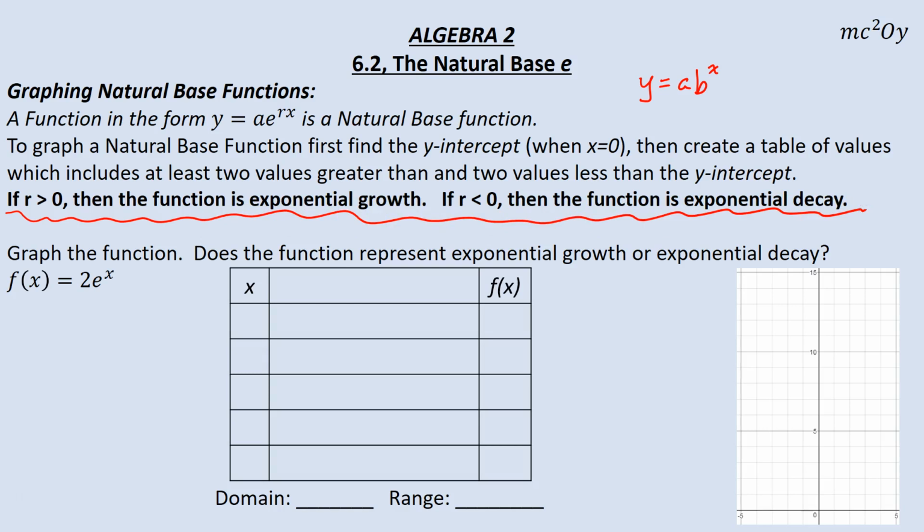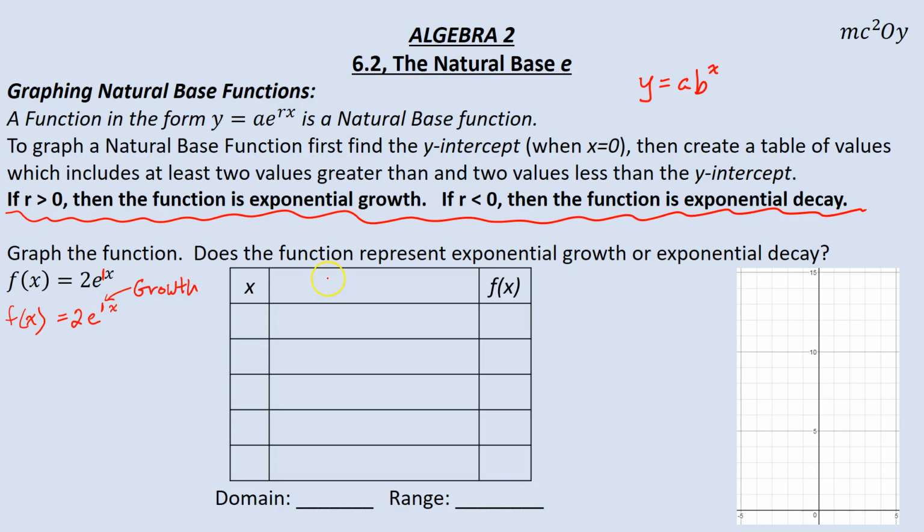So graph the function, does the function represent growth or decay? Well, you could tell that once you graph it, but if I look at it right now and think of this as f of x is equal to a times E to the rx. Well, r is 1, right? Because there's nothing in front of the x, so it's 1x. Well, if r is greater than 0, then it's growth. If it's less than 0, it's decay. That is greater than 0, so it's growth.